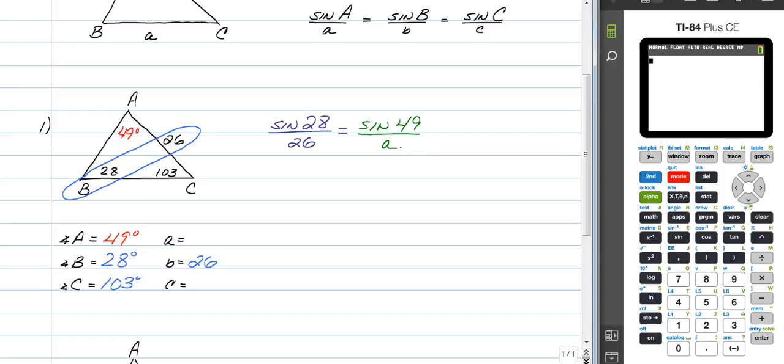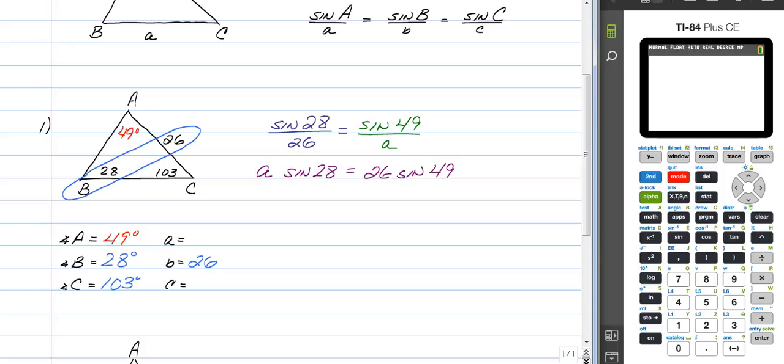Now again, most of this takes place with the calculator, but we need to talk about how we get there. It's actually just cross-multiplying a proportion. So we would have a times the sine of 28 is equal to, cross-multiplying again, 26 sine of 49. Now you can, if you want to, type this into the calculator, but you're going to have some crazy decimals. So I'm just going to solve for a.